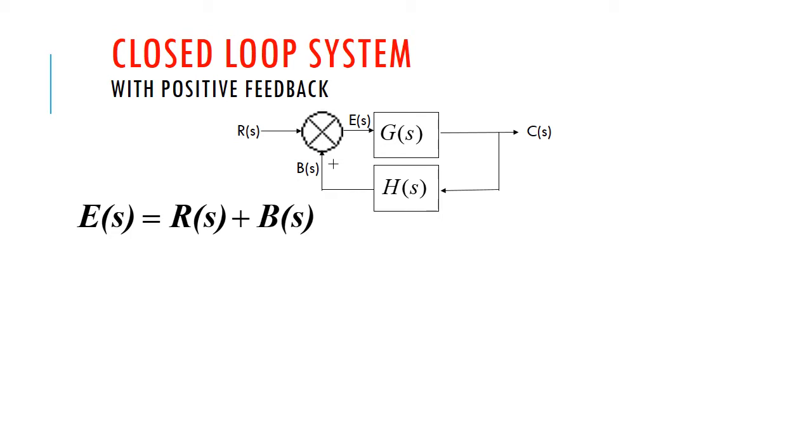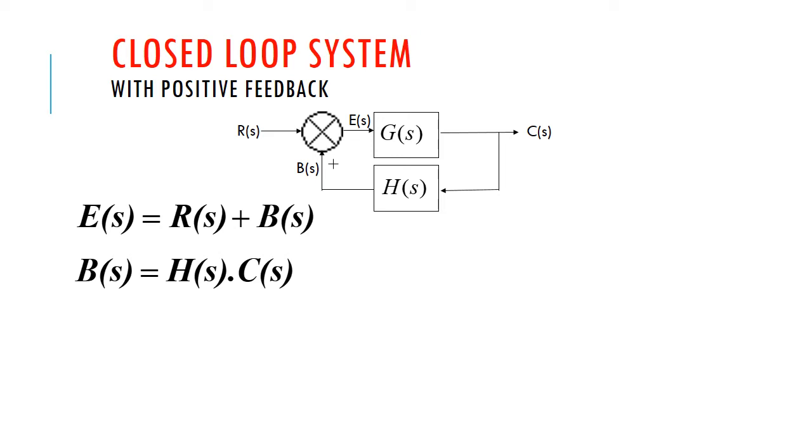Forward means from the input to the output. This is the path from the input signal to the output signal, known as forward. If the path is from output to input, it is known as feedback. So G of S is known as the forward gain and H of S is known as the feedback gain. For H of S, the feedback gain, the input is C of S and the output is B of S. So according to that, B of S is C of S into H of S.